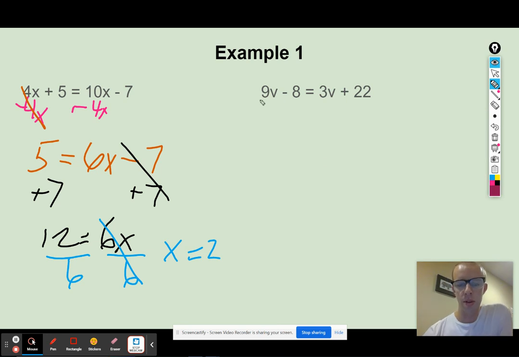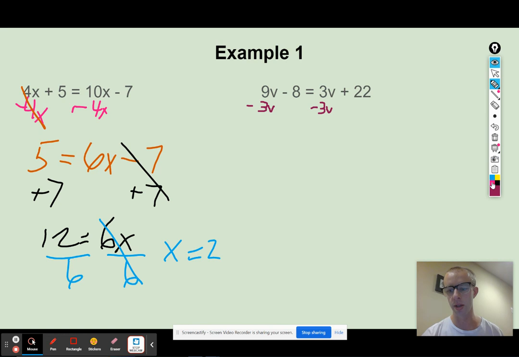Again, I have a variable on both sides. And 9v minus 8 equals 3v plus 22. I'm going to identify this. Both sides are simplified all the way. I'll identify the smaller variable term, which in this case is the 3v. To get rid of a positive 3v, I subtract 3v. Whatever I do to one side of the equation, I have to do to the other. Make sure these are nice and lined up, all right?